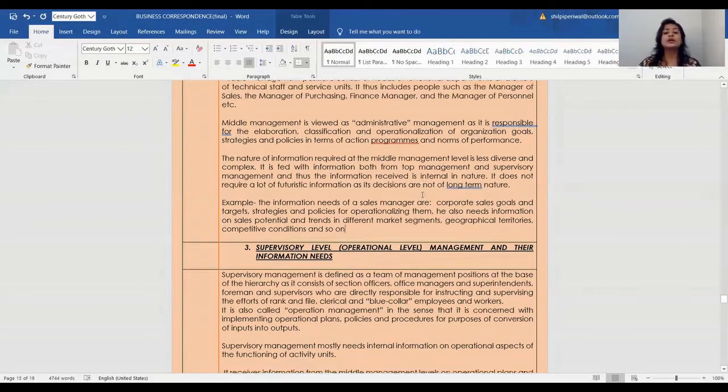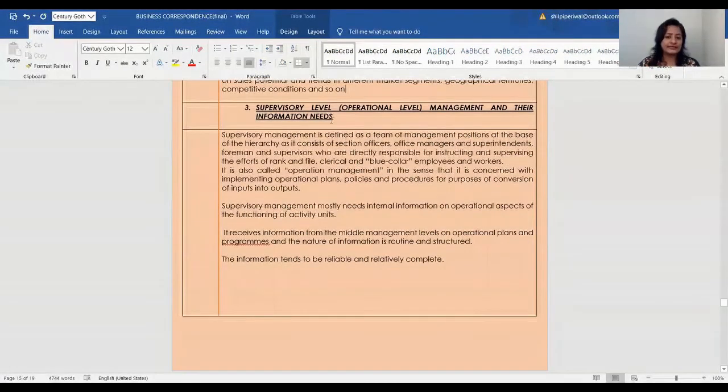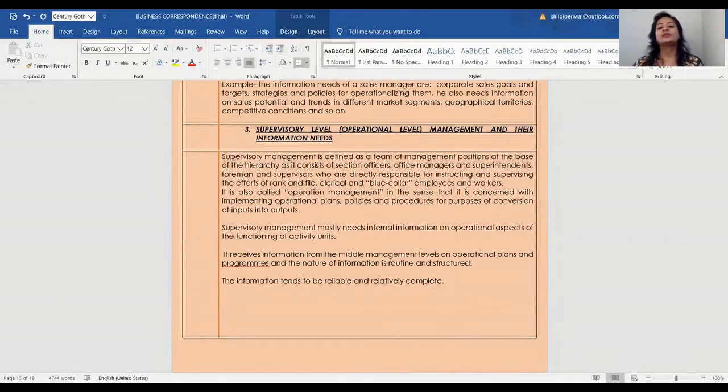Now coming on to the next level, that is your supervisory level or operational level management and their information needs. Now what happens at this level is that they are a team of management position at the base of the hierarchy, and they supervise the work of rank and file, clerical and blue collar employees and workers. It is also called operation management. It is concerned with implementing operational plans. They need internal information and it receives information from middle management for operational plans. And this is reliable and complete.